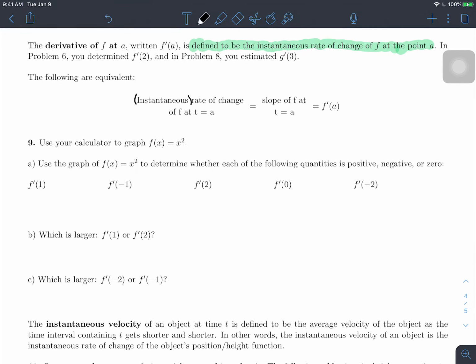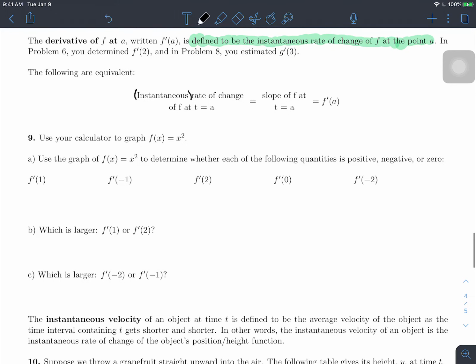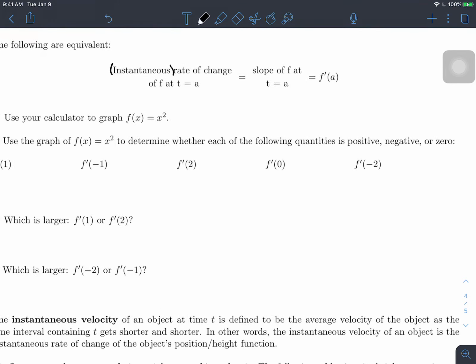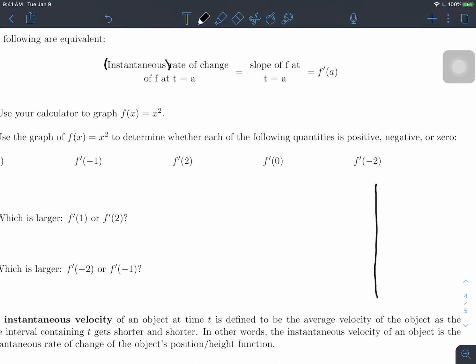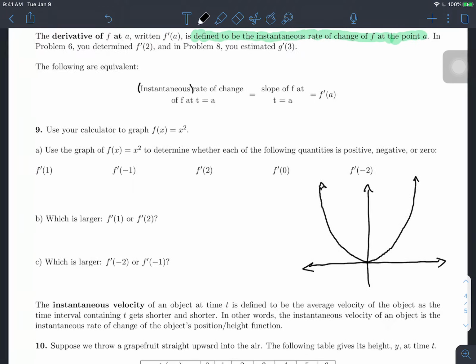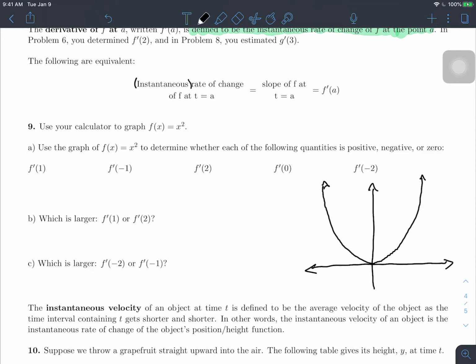We'll do number 9 and then we'll be done for today. Well, maybe we'll have time for 10. We'll see. So we're supposed to graph f of x equals x squared on our calculator. We don't need a calculator to do that. We can just draw it. It looks something like that. Okay, and we want to determine whether the following quantities are positive, negative, or 0.